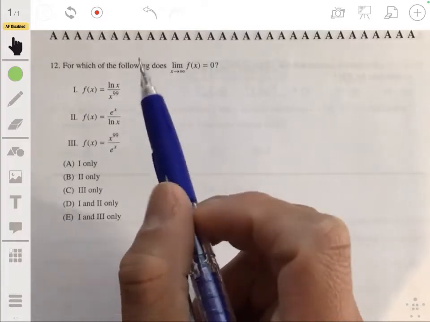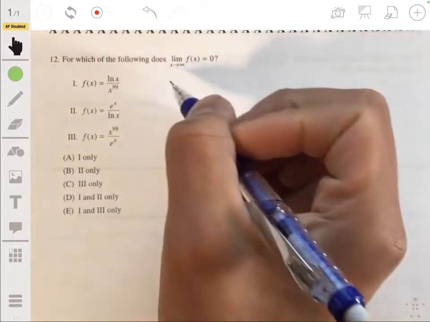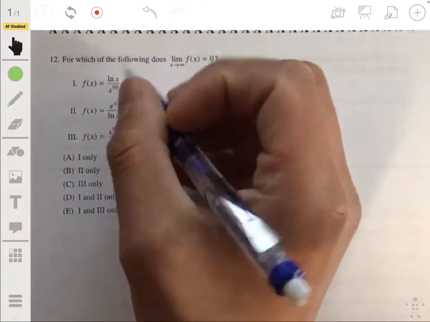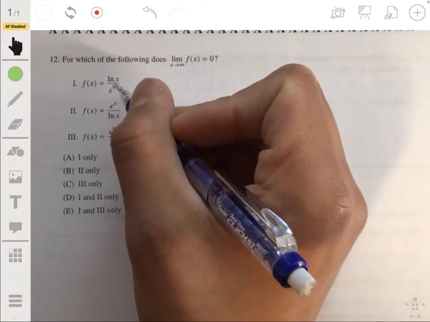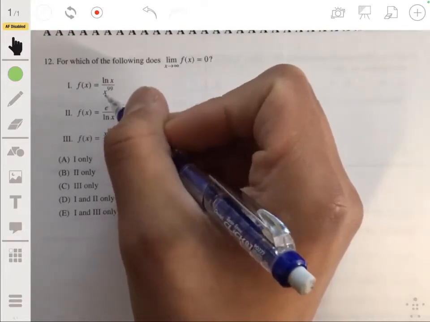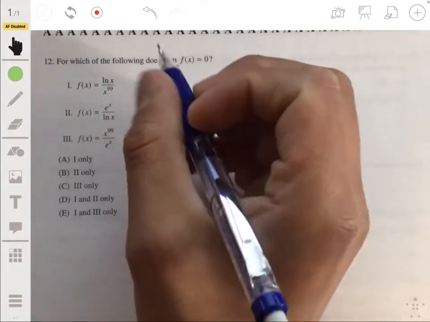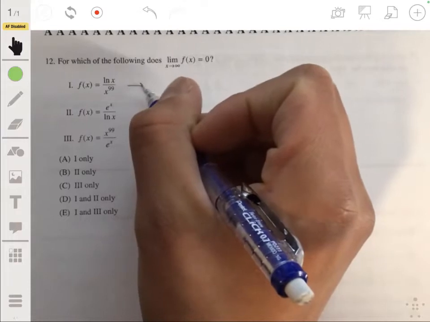So let's just go one by one to see what happens when we take the limit. If we were to plug in a very big number into both, like 10,000 into the top and bottom, you're not really going to get anywhere. You're going to get a very big number over a very big number. So here we're going to apply L'Hopital's rule.